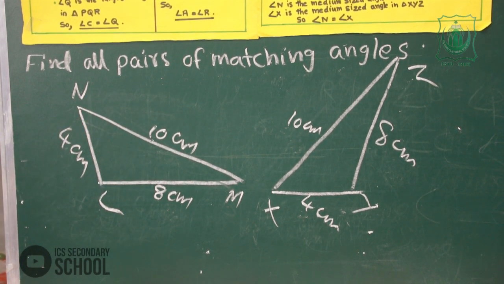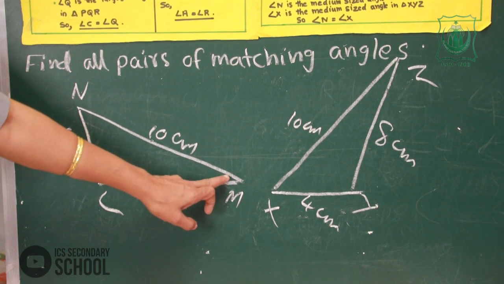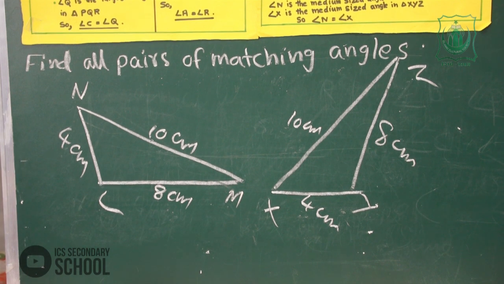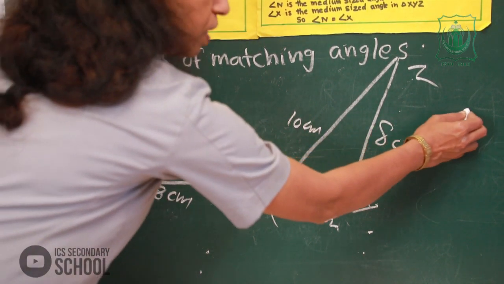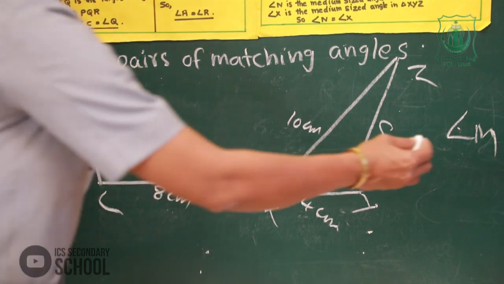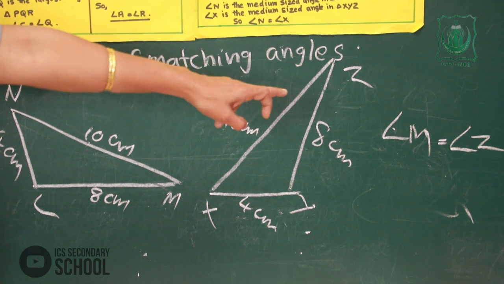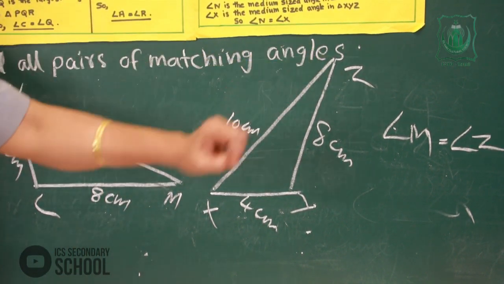Which is the smallest angle in triangle LMN? We know that angle M is the smallest angle in triangle LMN. Which is the smallest angle in triangle XYZ? Angle Z is the smallest angle in triangle XYZ. So we can write angle M equal to angle Z.